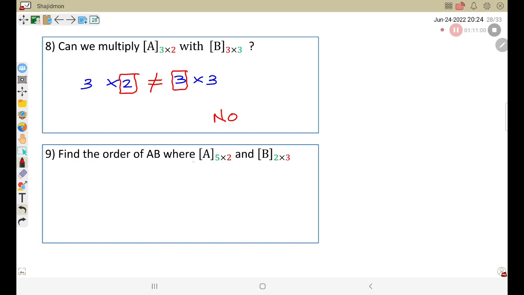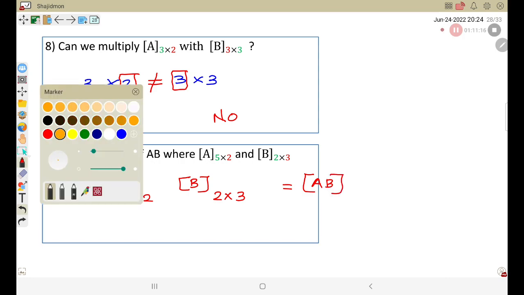Now find the order of AB matrix. A matrix order is 5 by 2, B matrix order is 2 by 3. What is the order of AB matrix? That is the question. AB matrix, what will be the order?